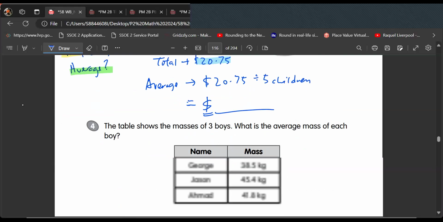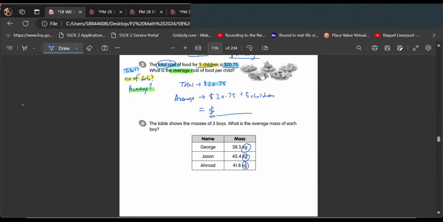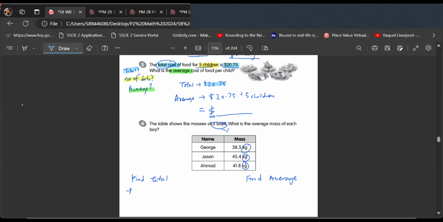Okay, then question 4, what's the units? Kilogram. Easy? Not so difficult, right? So far, still manageable. Just keep this in mind: total, number of data, average. So here you need to find the total first. Step 1, find total. Step 2, find average. 3 boys, that's the number of data.